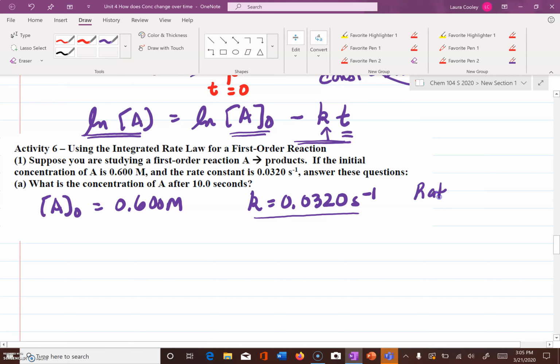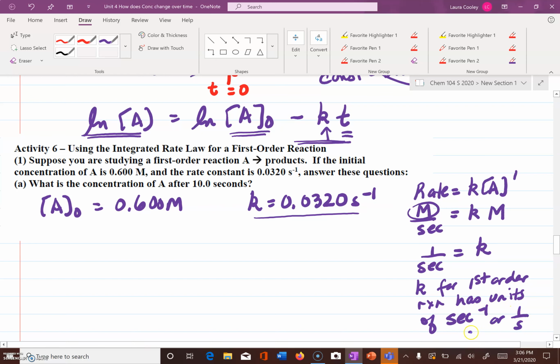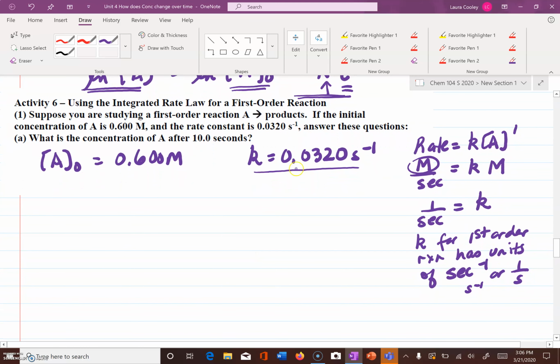If you have that the rate is equal to k A to the 1, a rate is always a molarity per second. It's a change in concentration over time. So the concentration unit we use is molarity, and that means we can use that to figure out what the units of a first order rate constant would be. A is in molarity units, so we can divide both sides by molarity, and we get 1 over seconds as the unit of k. So k, for a first order reaction, has units of seconds to the minus 1, or 1 over seconds. That's why we have that unit there for k.